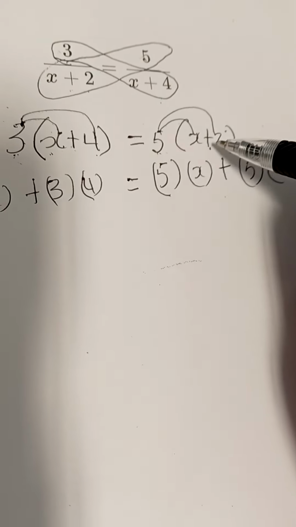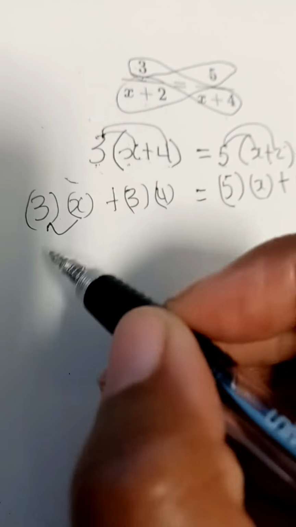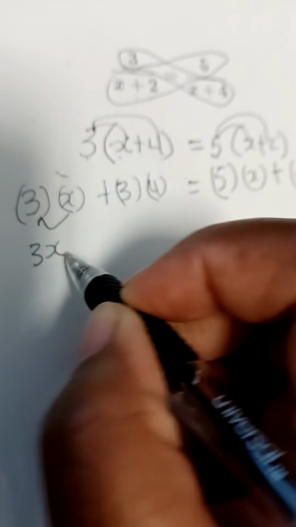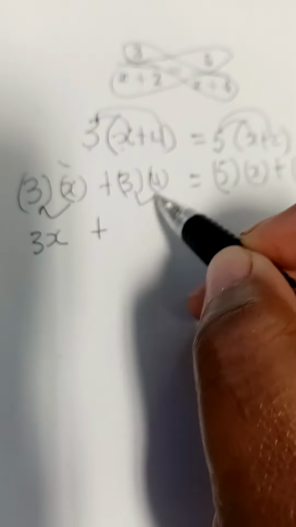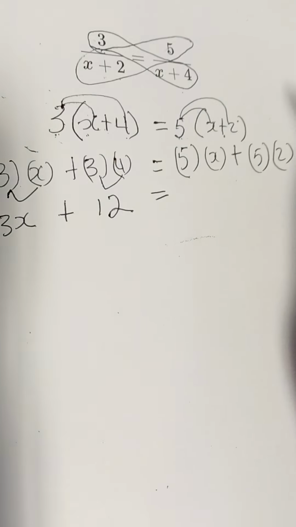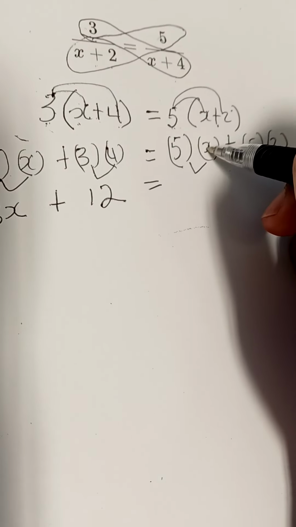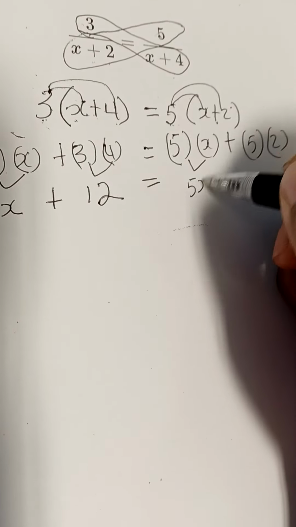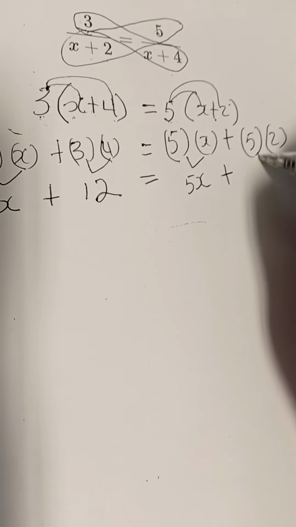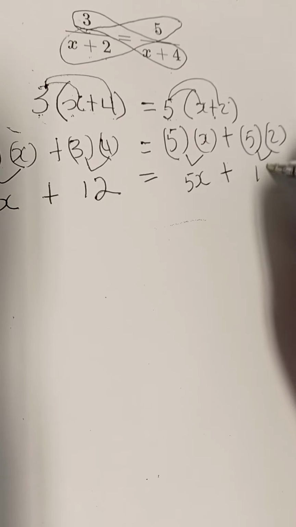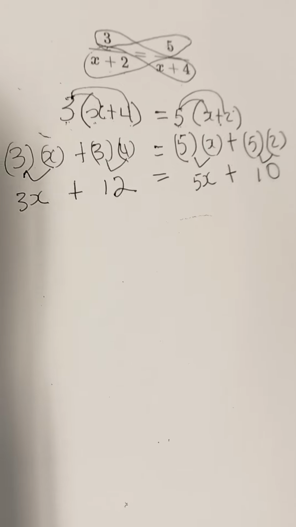So now we're going to say 3 multiplied by x is 3x, plus 3 multiplied by 4 is 12. And that's going to be equal to 5 multiplied by x is 5x, plus 5 multiplied by 2 is 10. So there you have it.